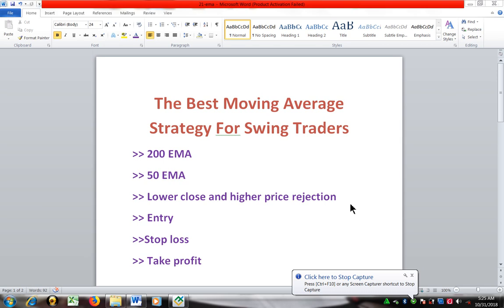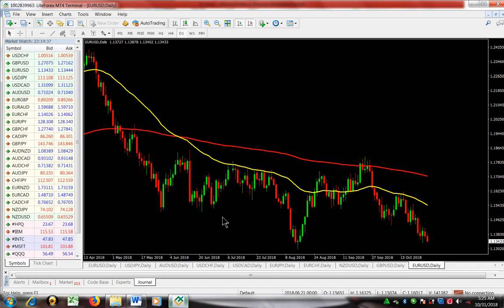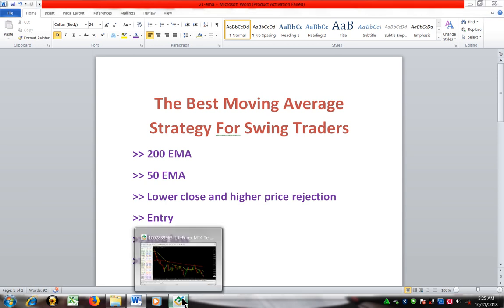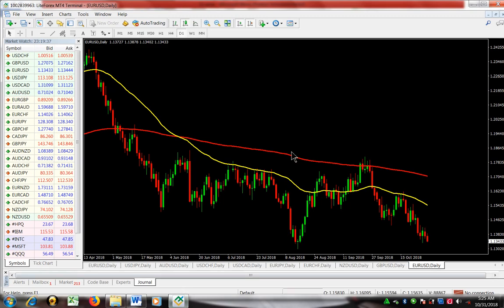The best moving average strategy for swing traders. These are the moving averages we're going to make use of. We're going to use 200 EMA and 50 EMA. Now, this is 200 EMA. It's a long-term indicator, and this is a 50 EMA, short-term indicator.